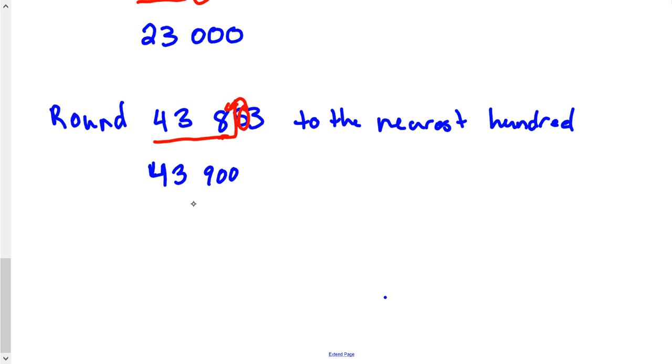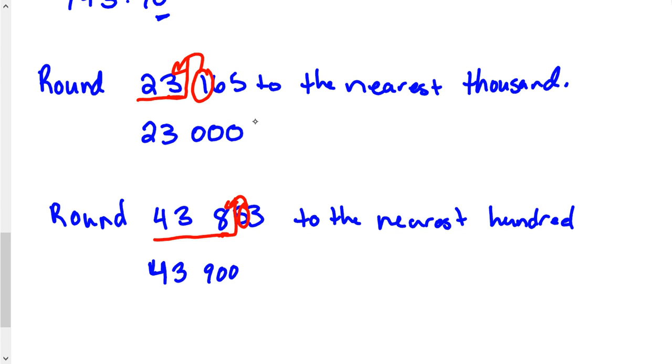So 43,900. Another way to ask this to yourself is 43,853 closer to 900 or to 800? Well, technically it's closer to 900 because it only takes 47 steps to get to 900, but you have to go back 53. Same thing here. Is it closer to 23,000 or 24,000? Okay, if you have any questions, let me know.